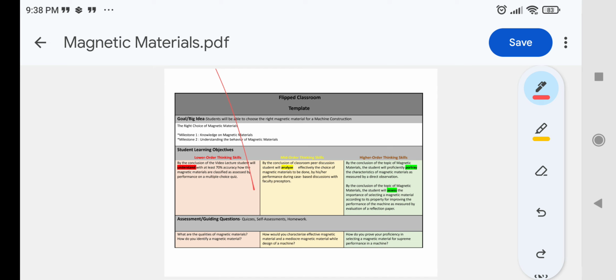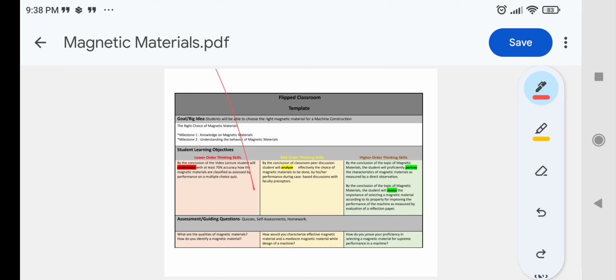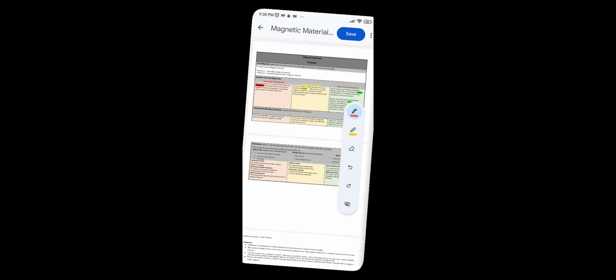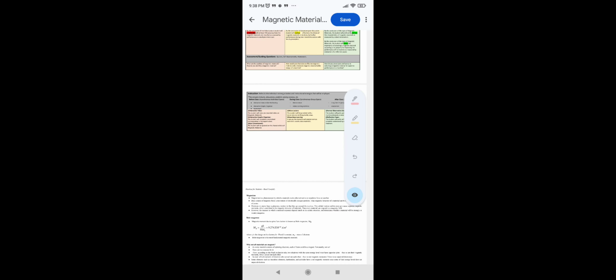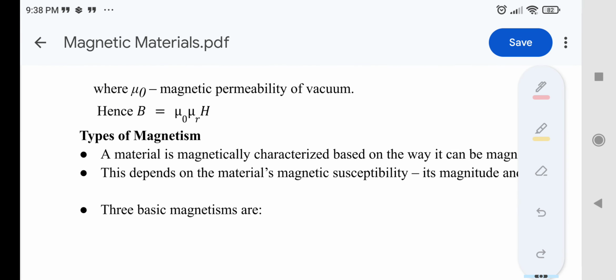Just a second. I think we were here, types of magnetism. Alright, so let's see this.